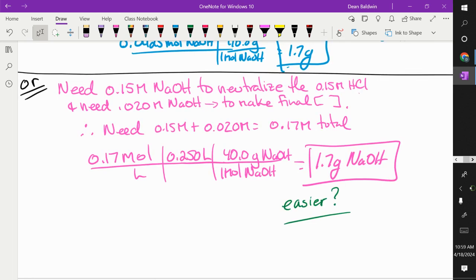So we have to neutralize 0.15 molar HCl. So that means I need 0.15 molar NaOH to neutralize that, right? Because they will cancel each other out. Then I also want to bring it up to 0.02 molar NaOH. So then I add that. So I add 0.15 molar plus 0.02 molar. So I need 0.17 molar NaOH to add to this, okay? So then I'd figure out how many grams that is. That's molarity, 0.17 moles per liter, times the number of liters, times the molecular weight, gives me 1.7 grams. Is that easier? I don't know, but it's your choice. Again, two different ways to do the exact same question, okay?